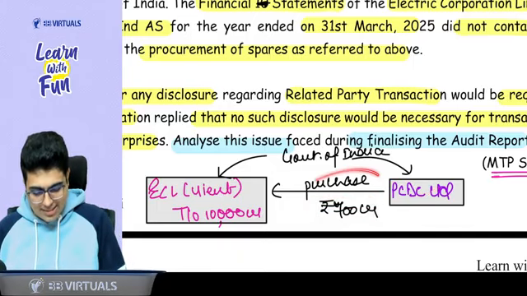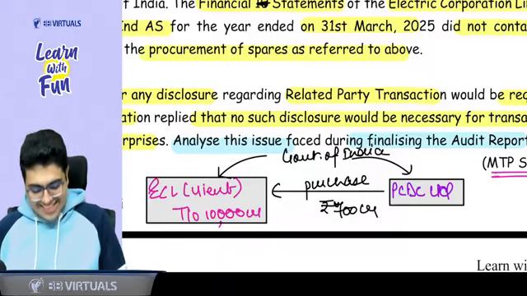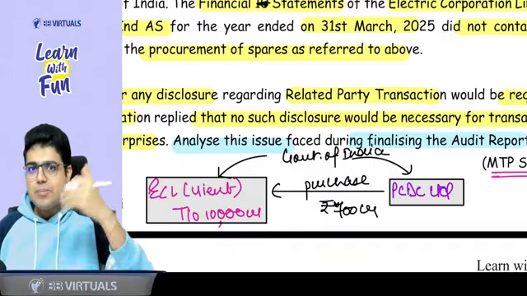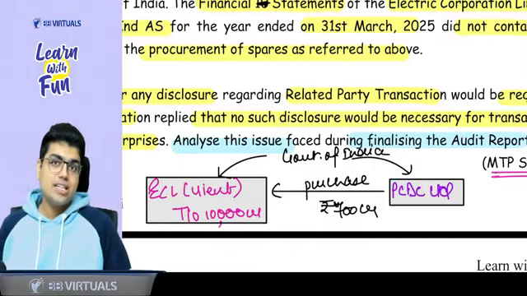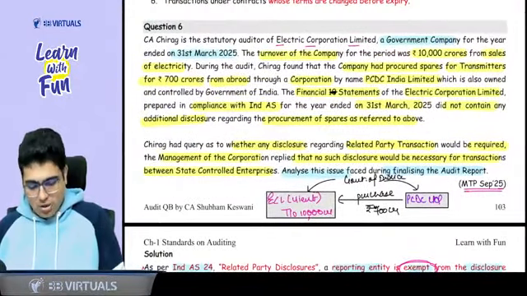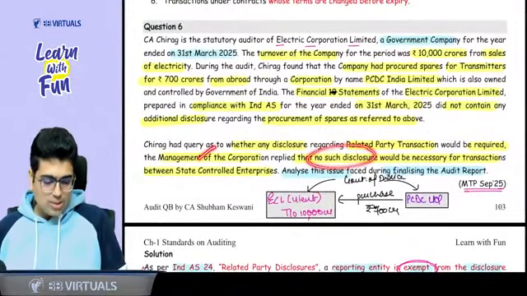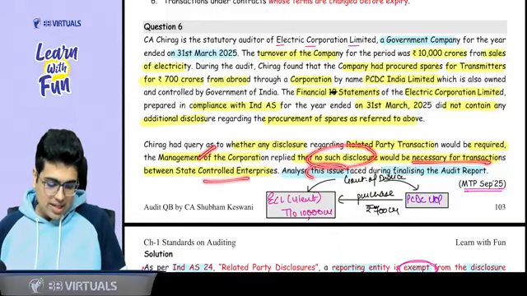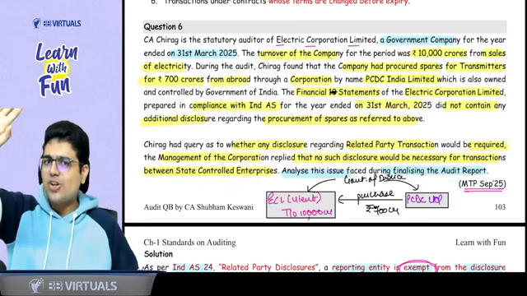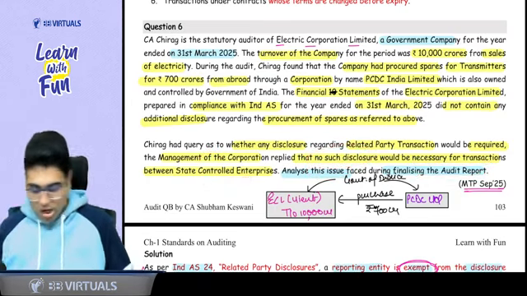Can I say this is a significant transaction? This is a significant transaction from an entity under common control. Yes. Should it be disclosed under Ind AS 24? Yes, it should be disclosed. See what it says. Management of the entity says no disclosure is necessary for such a transaction. Analyze this issue while finalizing the report. So what do you think? Disclosure should be there or not? Sir, disclosure should be there. So how to frame the answer?